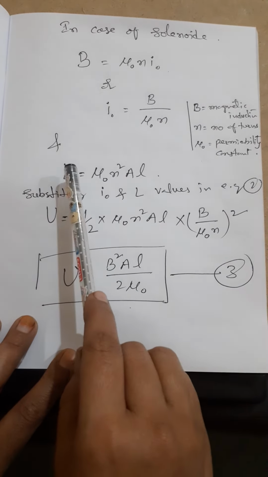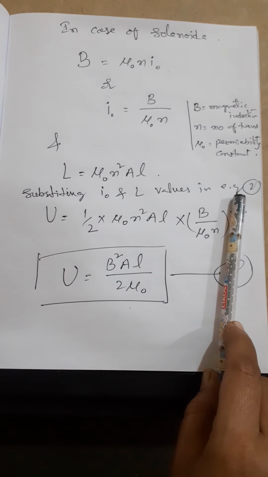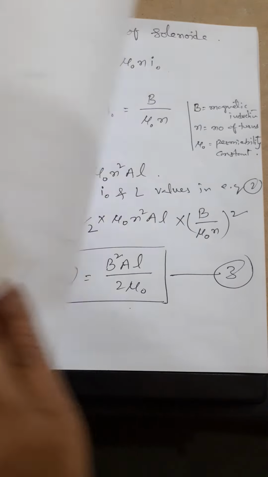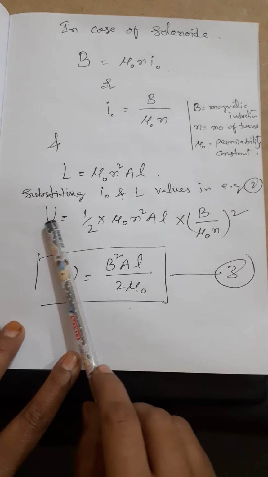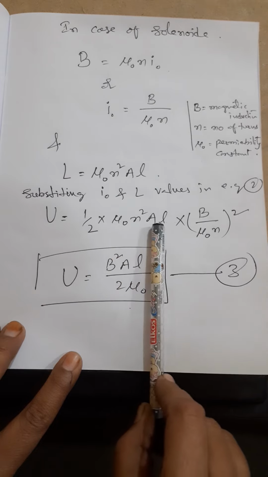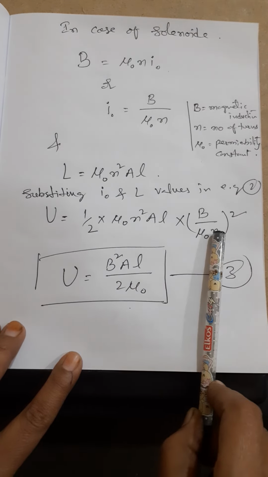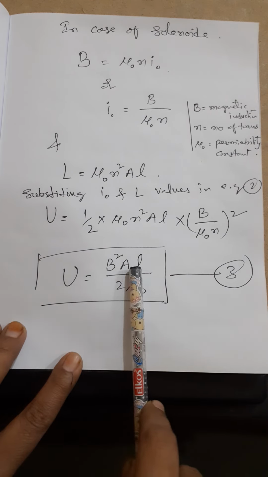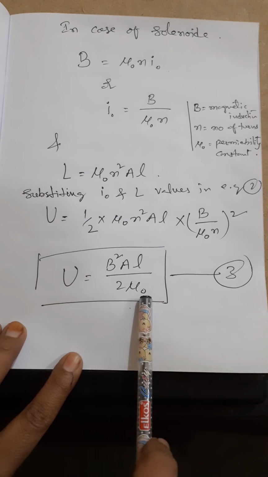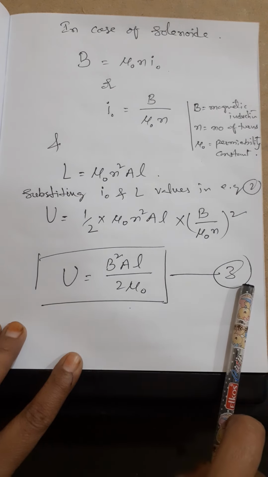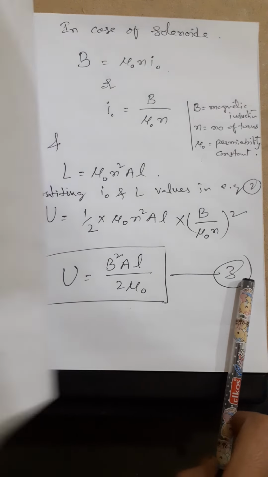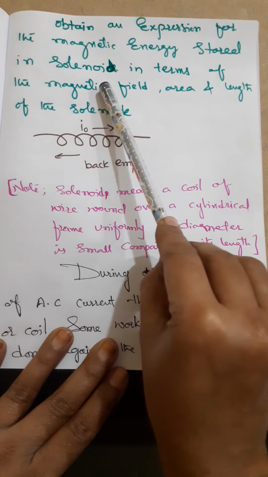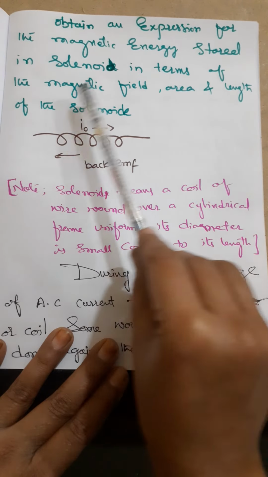Now we are going to substitute the value of L and I naught in equation number 2, that is U is equal to 1 by 2 L I naught square. Then we get U is equal to 1 by 2 mu naught N square A L into B by mu naught N, whole square. So N square gets cancelled. Then we get U is equal to B square A L by 2 mu naught. This is equation number 3. This is the expression for the magnetic energy stored in the solenoid in terms of magnetic field.